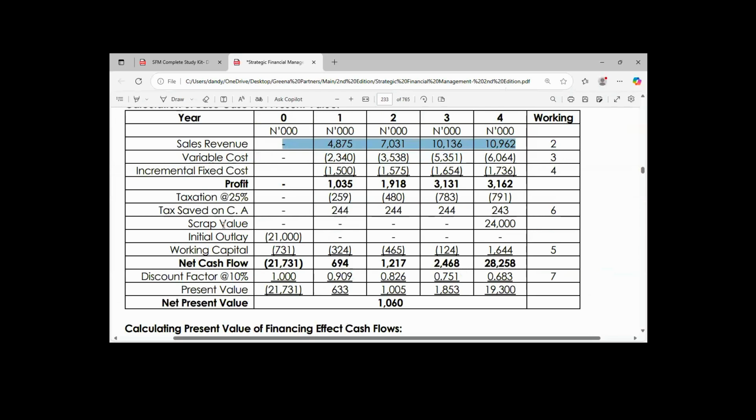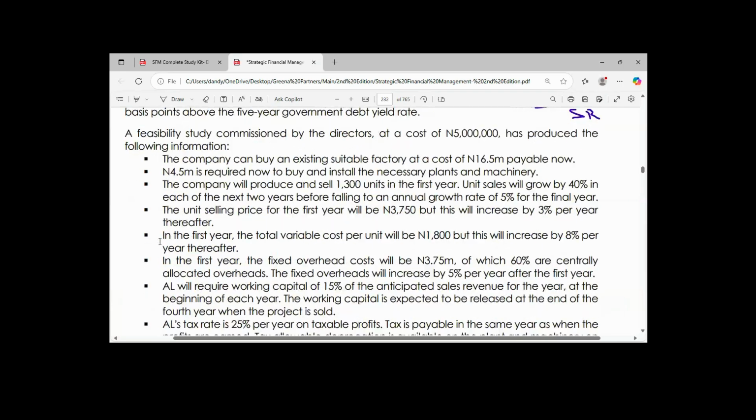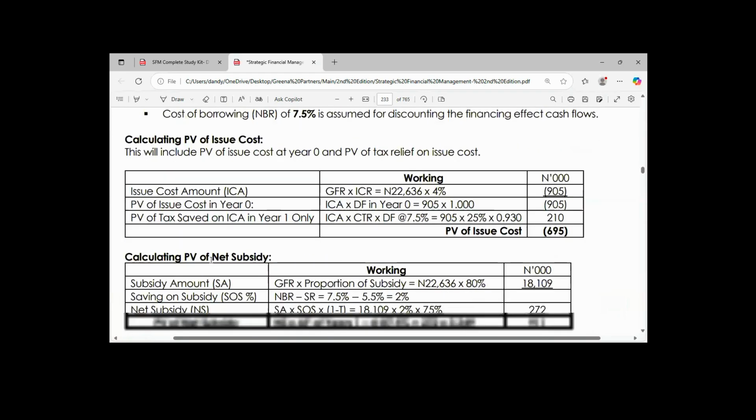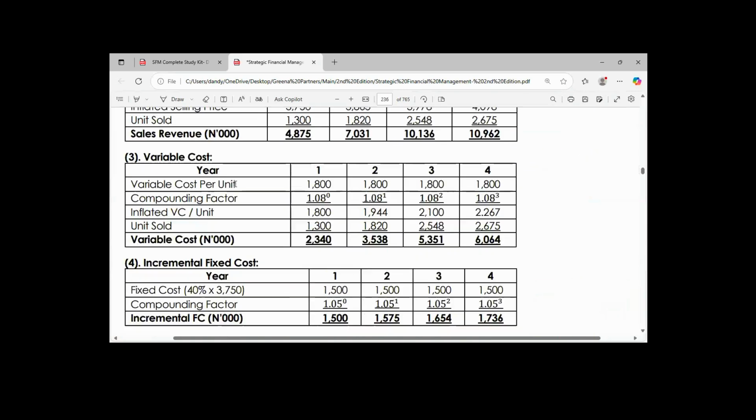Then let's go and calculate the variable cost. To get the variable cost, you go back to the question again. You are told that in the first year, the total variable cost per unit will be 1800, but this will increase by 8% per year thereafter. So variable cost is 1800, inflation rate is 8%. So let's go and calculate that. Again, in the first year, variable cost is 1800.